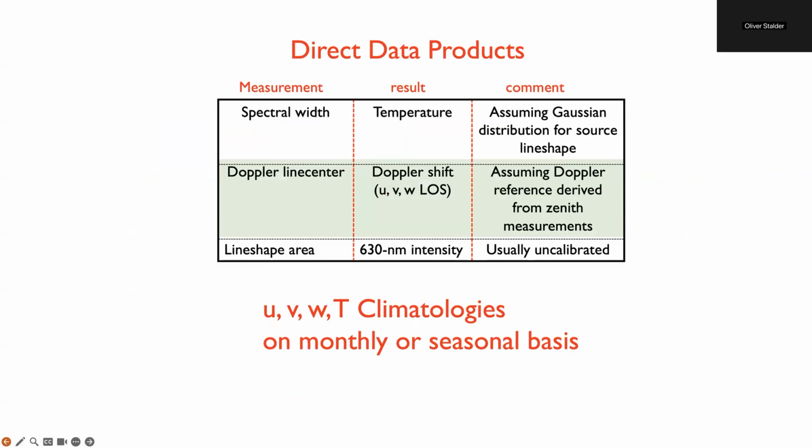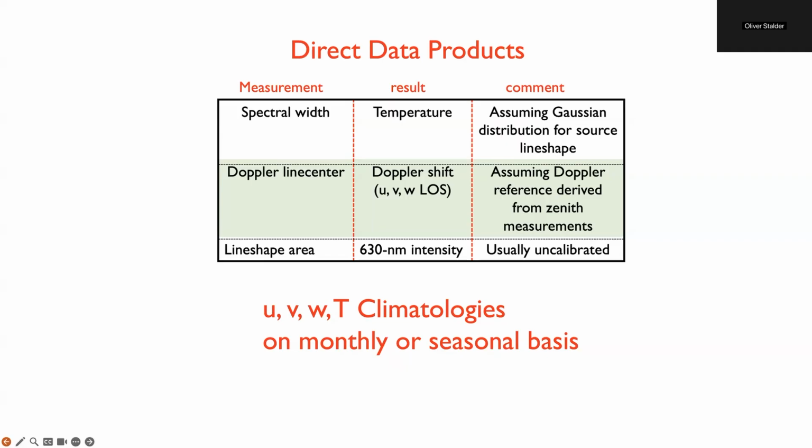So what we get from the data analysis, we get the spectral width, we get the temperature, but we assume a Gaussian distribution for the line shape for the source. And this is believed to be a very good assumption. There's no evidence for any departure from a Gaussian distribution for the region of 250 kilometers to 300 kilometers.